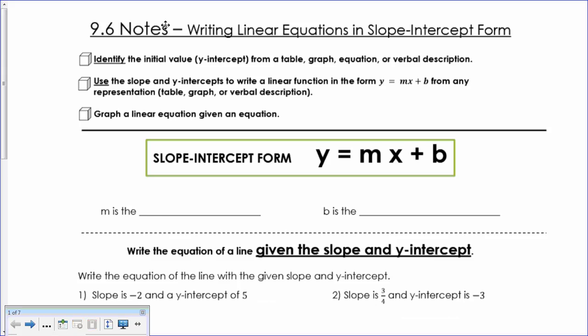So again, the slope-intercept form is y equals mx plus b. And m is the what? Slope. And our b is the symbol for the what? Y-intercept.